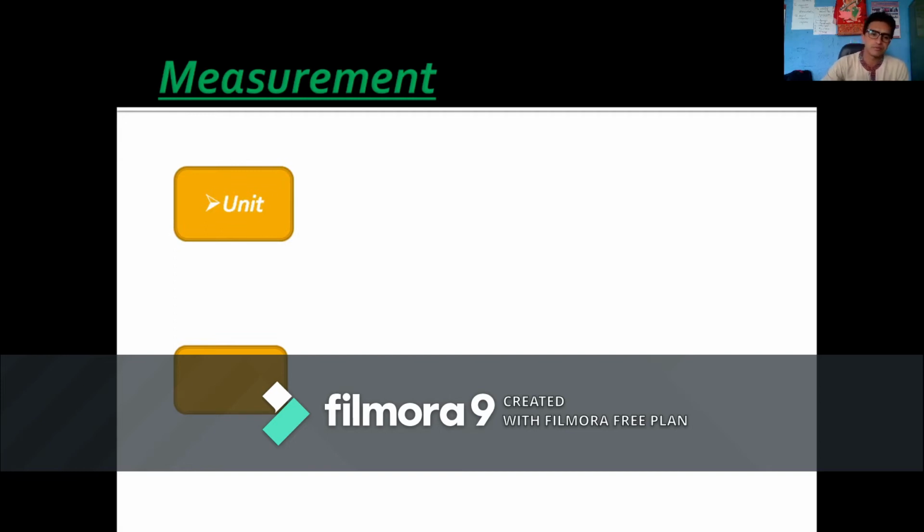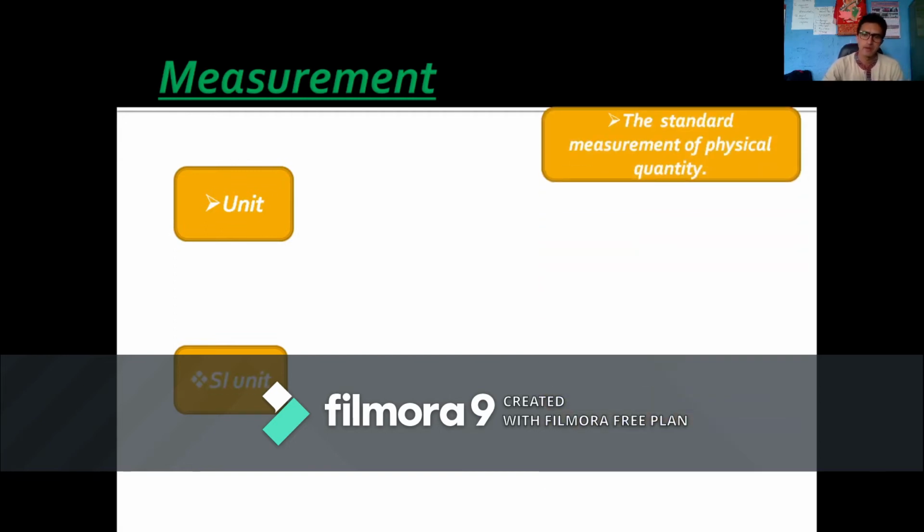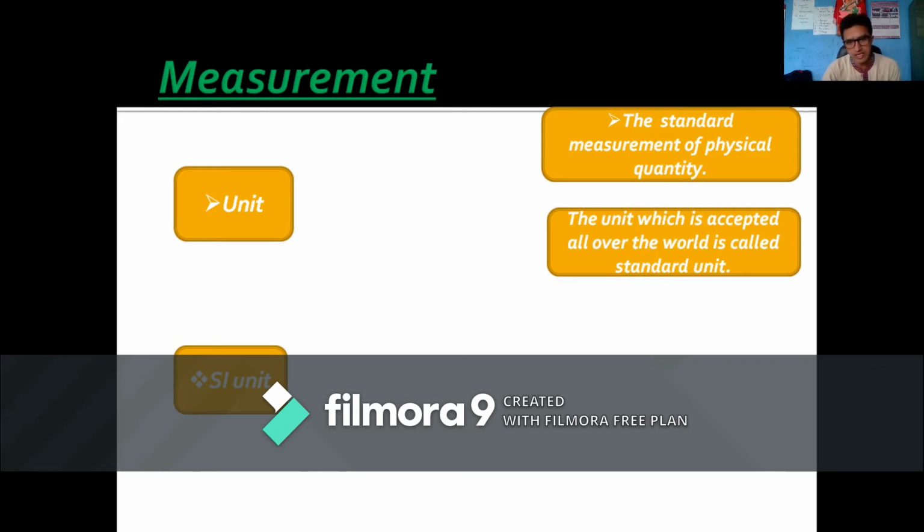Next one, unit. The standard measurement of physical quantity is called unit. And a standard unit can be defined as the unit which is accepted all over the world. For example, meter, kilogram, second, etc.